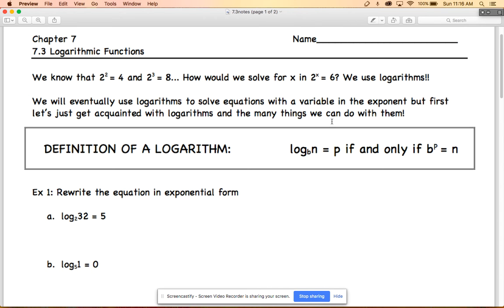Hi, guys. So today I'm going to be walking you through lesson 7.3, which is an introduction to logarithmic functions. You should have hopefully watched the Google Calculator video to explain how to use Google Calculator, because you'll definitely need that for this lesson, or if you have your own scientific calculator, you can use that as well.